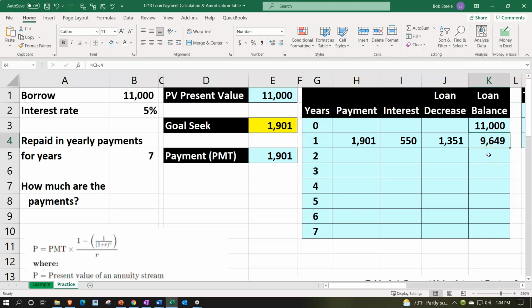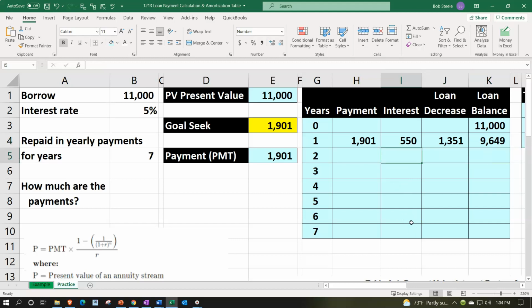So if you were to record this, say, in an accounting ledger or something, you would have to decrease cash of the 1,901. Interest would be like rent. It would be an expense, and then the loan would decrease by the 1,351. There would be 3 accounts affected, in essence, bringing your loan balance down to 9,649 and recording the interest expense at the 550, which would bring down your net income.